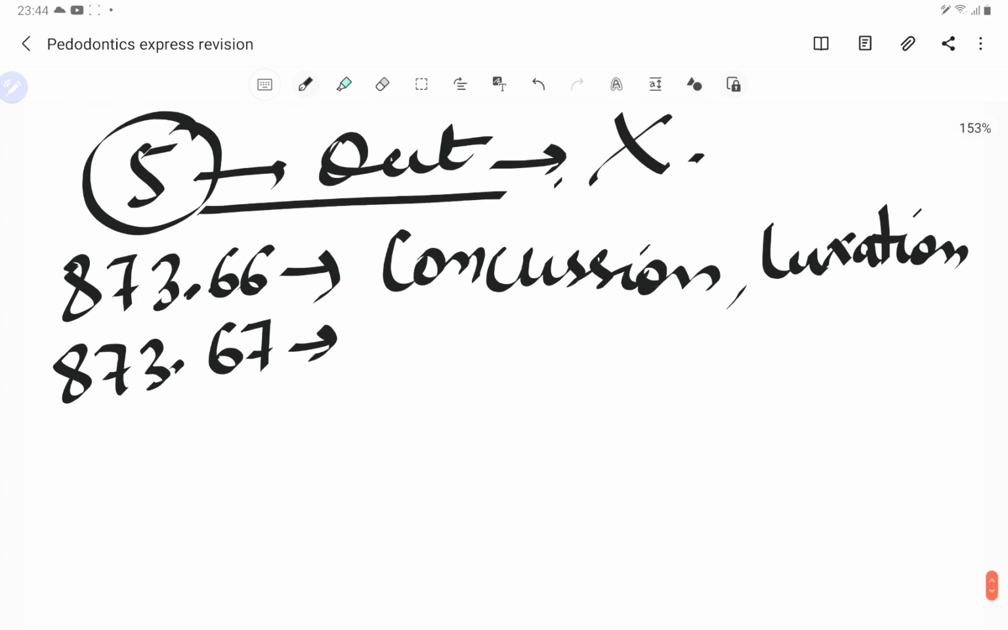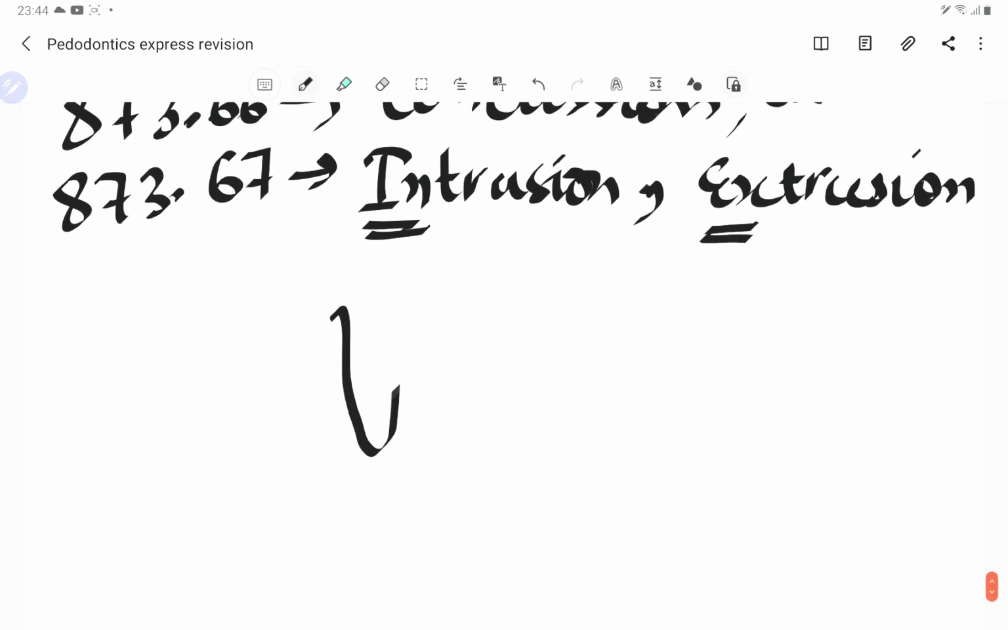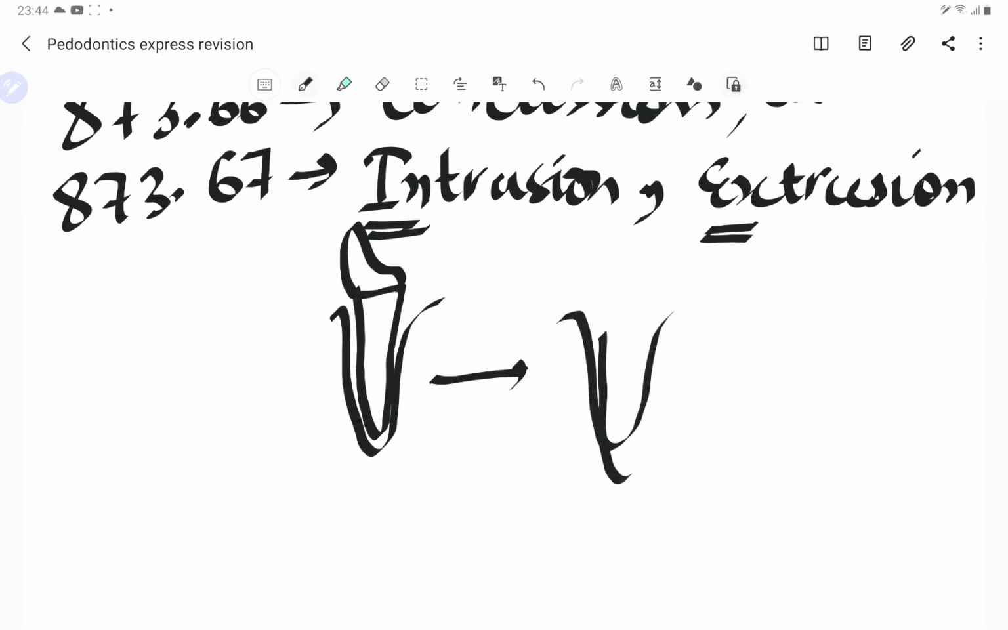Then we have 873.67. That is when the tooth is going inside the socket, then it is known as intrusion. When the tooth is coming out of the socket, then we call it extrusion. So if there is displacement of teeth in the socket, in means in the socket, ex means out of the socket. Suppose this is the socket, the tooth which was earlier like this, now in case of intrusion, later on after the injury, the tooth becomes like this. So the tooth actually gets inside the socket in case of intrusion.